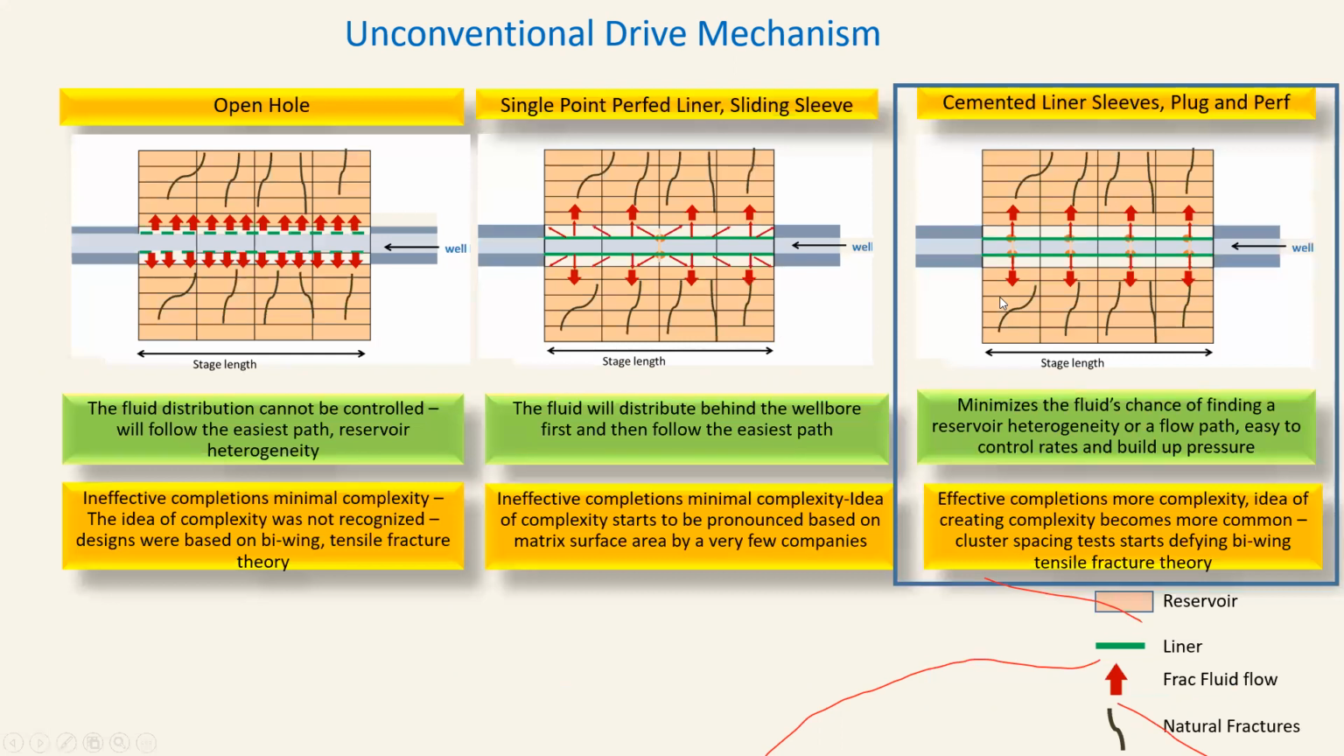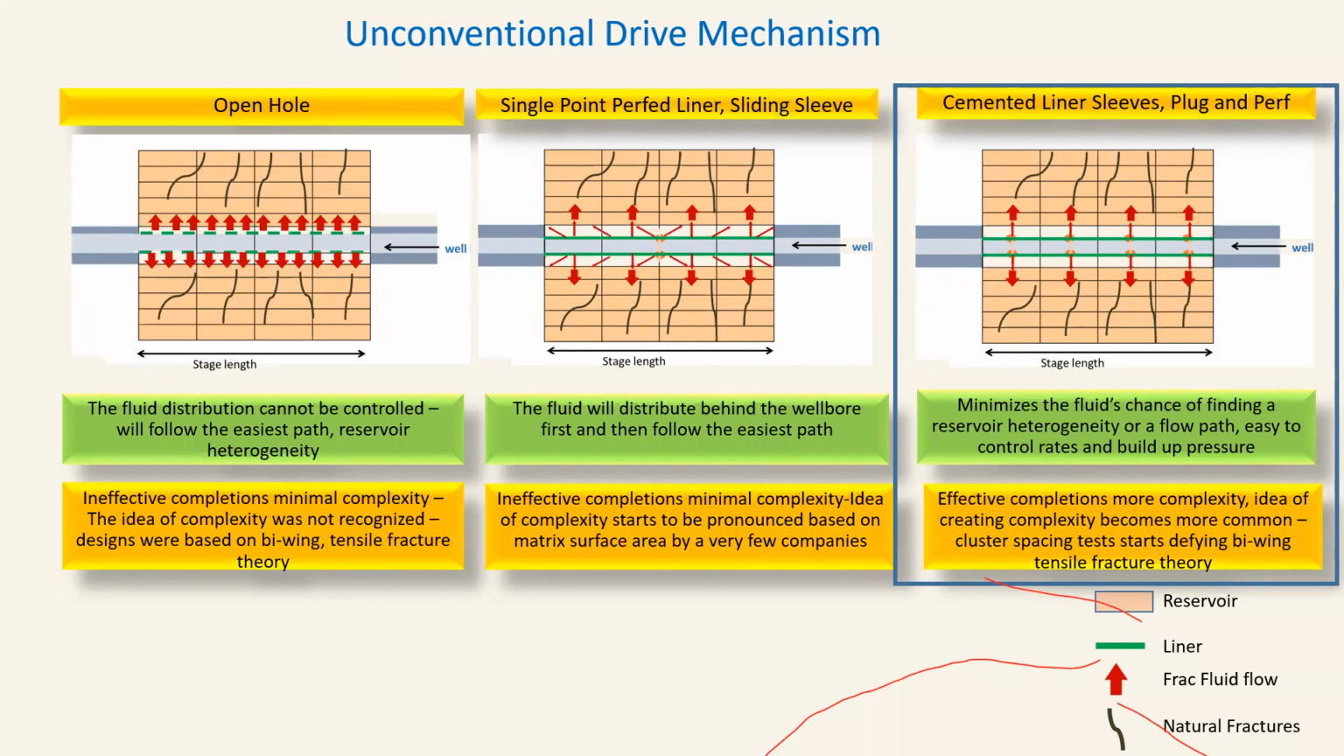So to repeat that, when we started in the United States, we did open hole completions, and those had completely uncontrolled access to the reservoir. As a result, natural heterogeneities controlled how well a well would do, and it limited complexity, and it limited how many tensile failures each stage would generate.